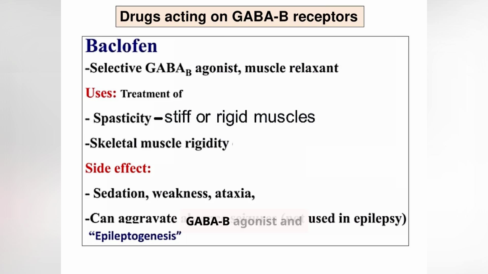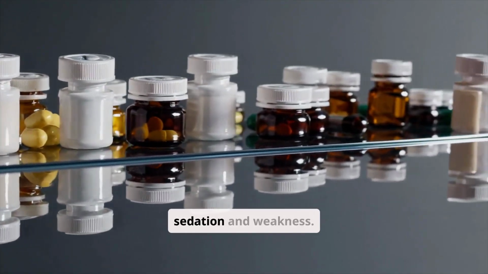Baclofen is a selective GABA-B agonist and muscle relaxant. It is used to treat spasticity and skeletal muscle rigidity. However, it can also cause side effects like sedation and weakness.